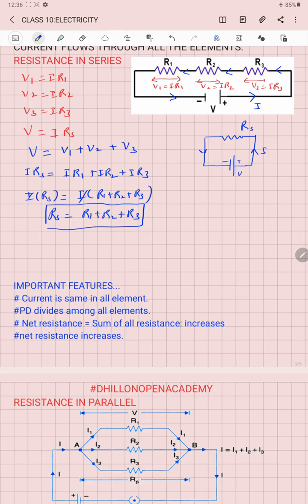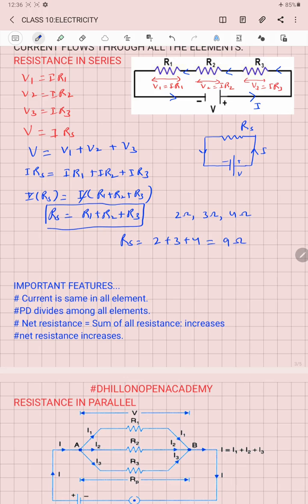For example, if the resistances connected in series have the values 2 ohm, 3 ohm and 4 ohm, then their net resistance Rs will be equal to 2 plus 3 plus 4, that will be equal to 9 ohm.